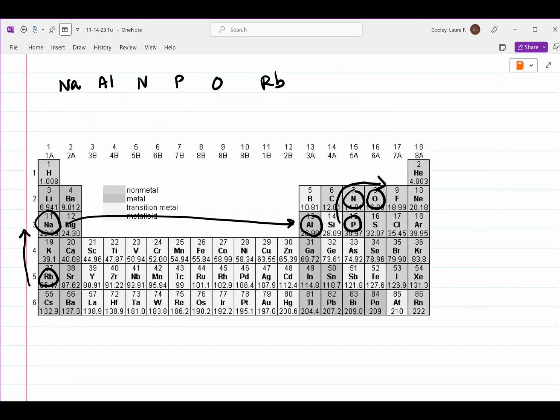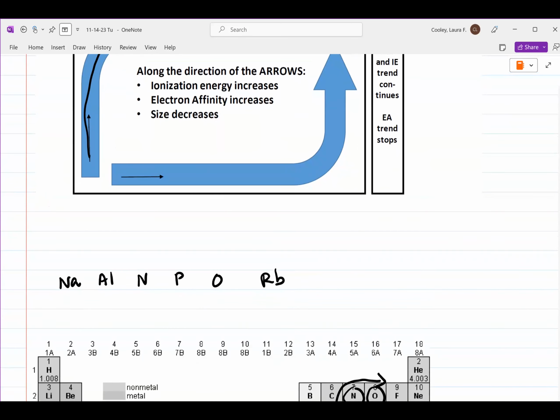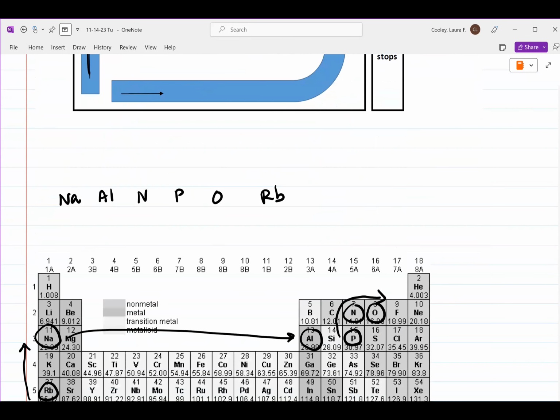Notice you don't have anybody out of line. Like I didn't give you one over here, which would be hard. I won't ever do that. I'll always give you ones that you can figure out. So size decreases going up and to the right on the periodic table.